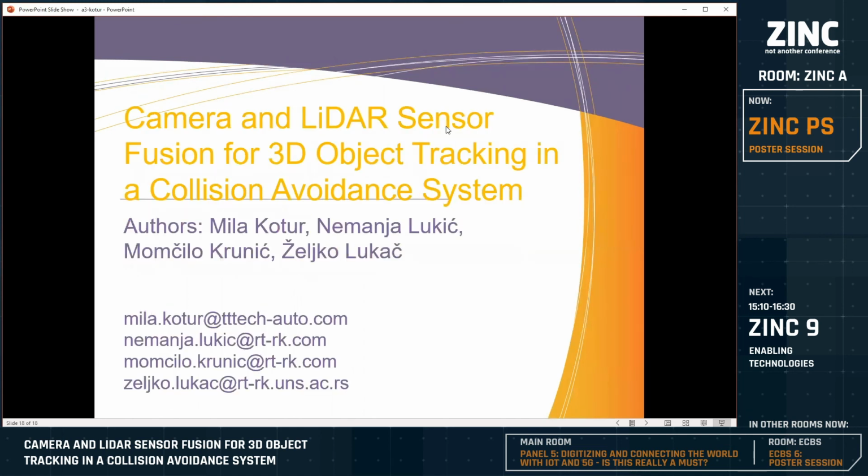Thank you very much for your presentation, Ms. Kotur. So you used two different sensors, camera and LiDAR, and we know that the LiDAR has a high price. So did you maybe compare the results when using only the cameras with your solution regarding accuracy of tracked objects?